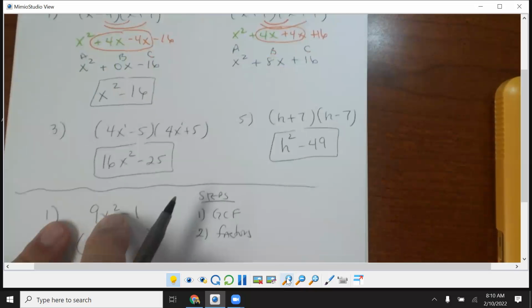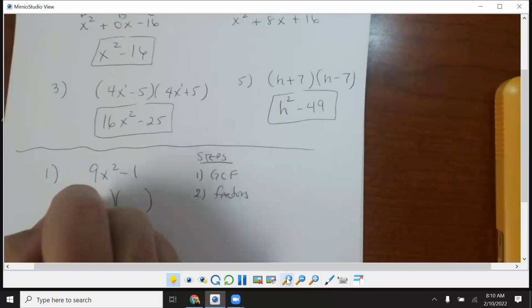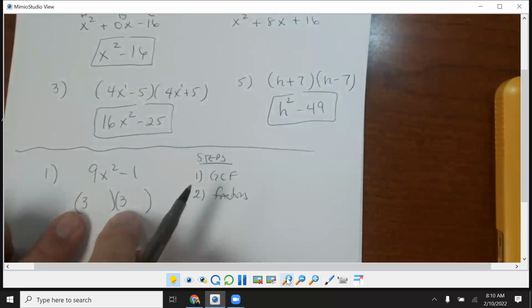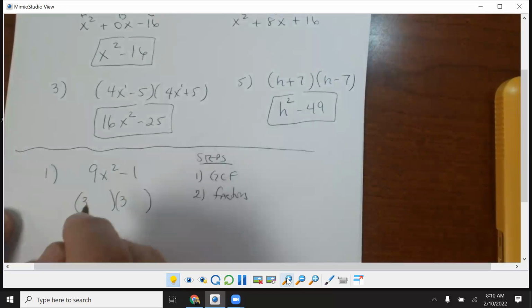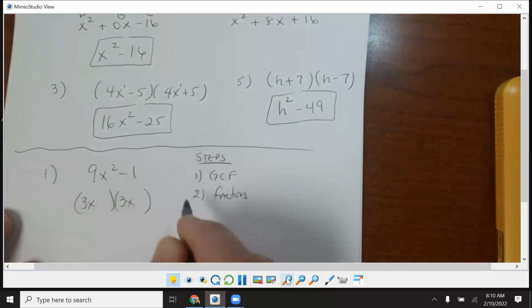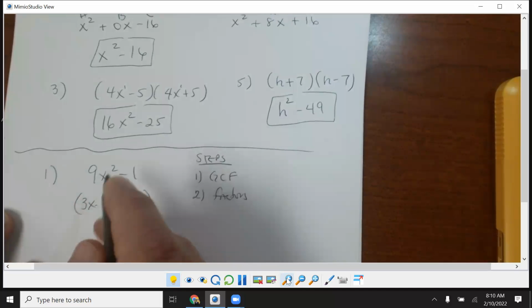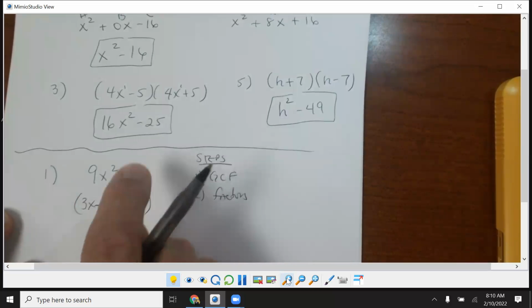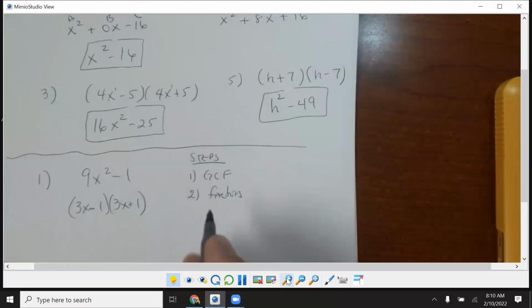Oh, sorry, you can't see it. What number times itself gives me 9? Well, that's 3. So this is a 3 and a 3, because 3 times 3 is 9. And there's x squared. When it's an x squared or any something squared, you're going to put the letters in here. Now remember, because there's no middle term, you're going to have one minus and one plus. And then what times what is 1? 1. There's my answer.